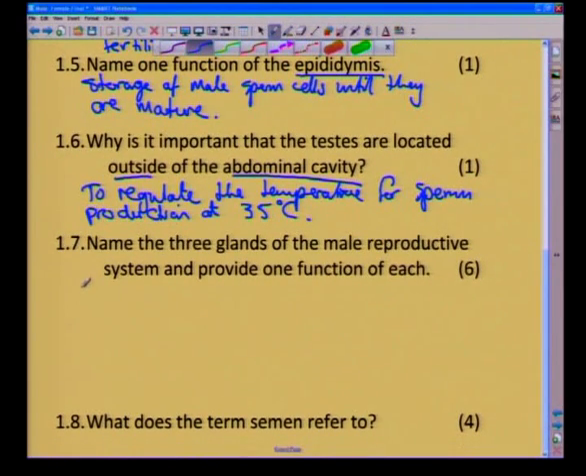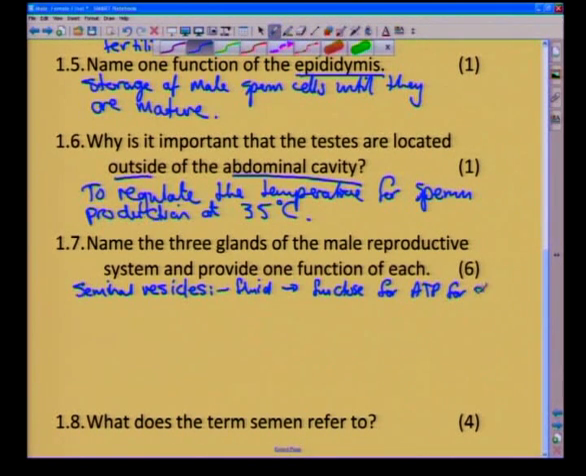Okay, first one we're going to have is the seminal vesicles. All right, and what do they release? They release a fluid which contains fructose for ATP for sperm cells. Okay, that is the most important. It helps those sperm cells. It's the fructose for them to move. Okay, that's the seminal vesicles.